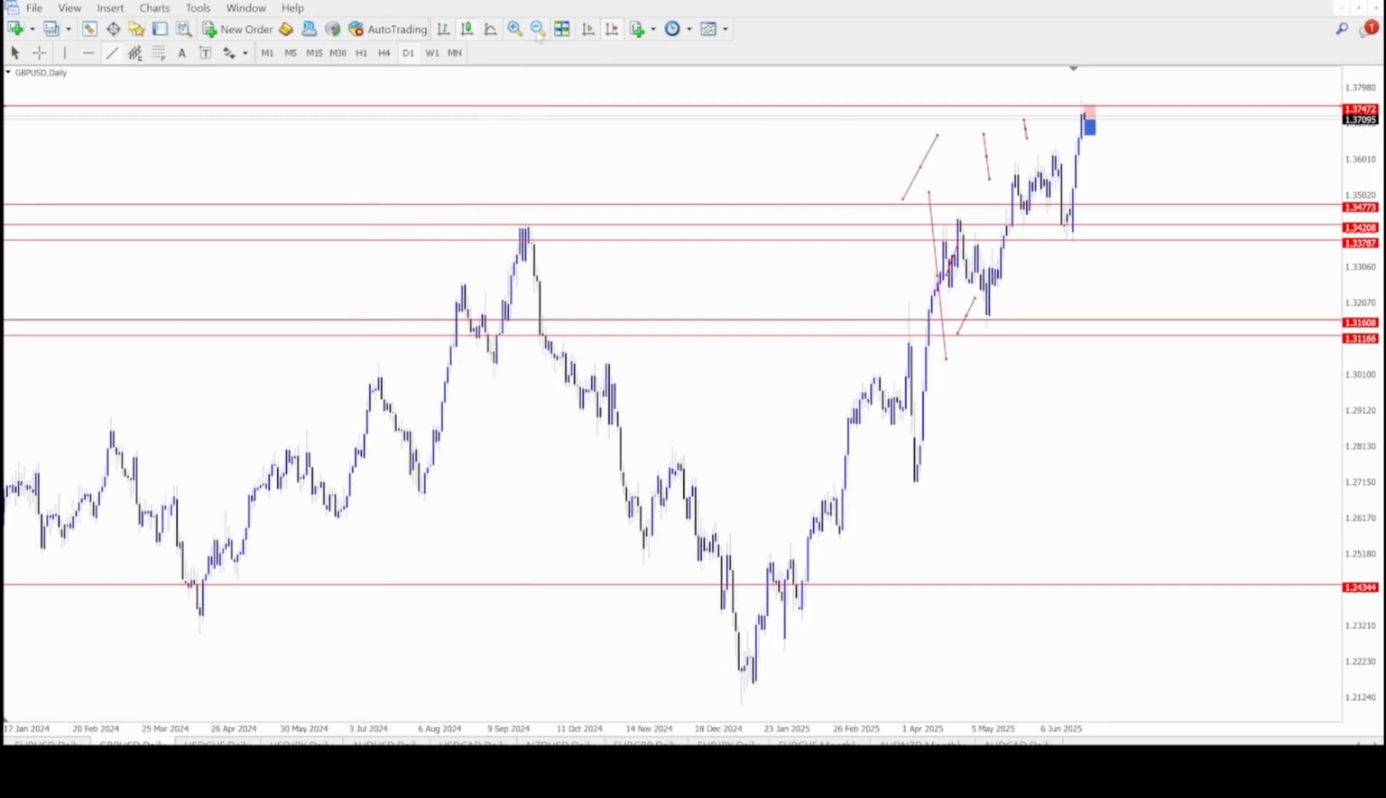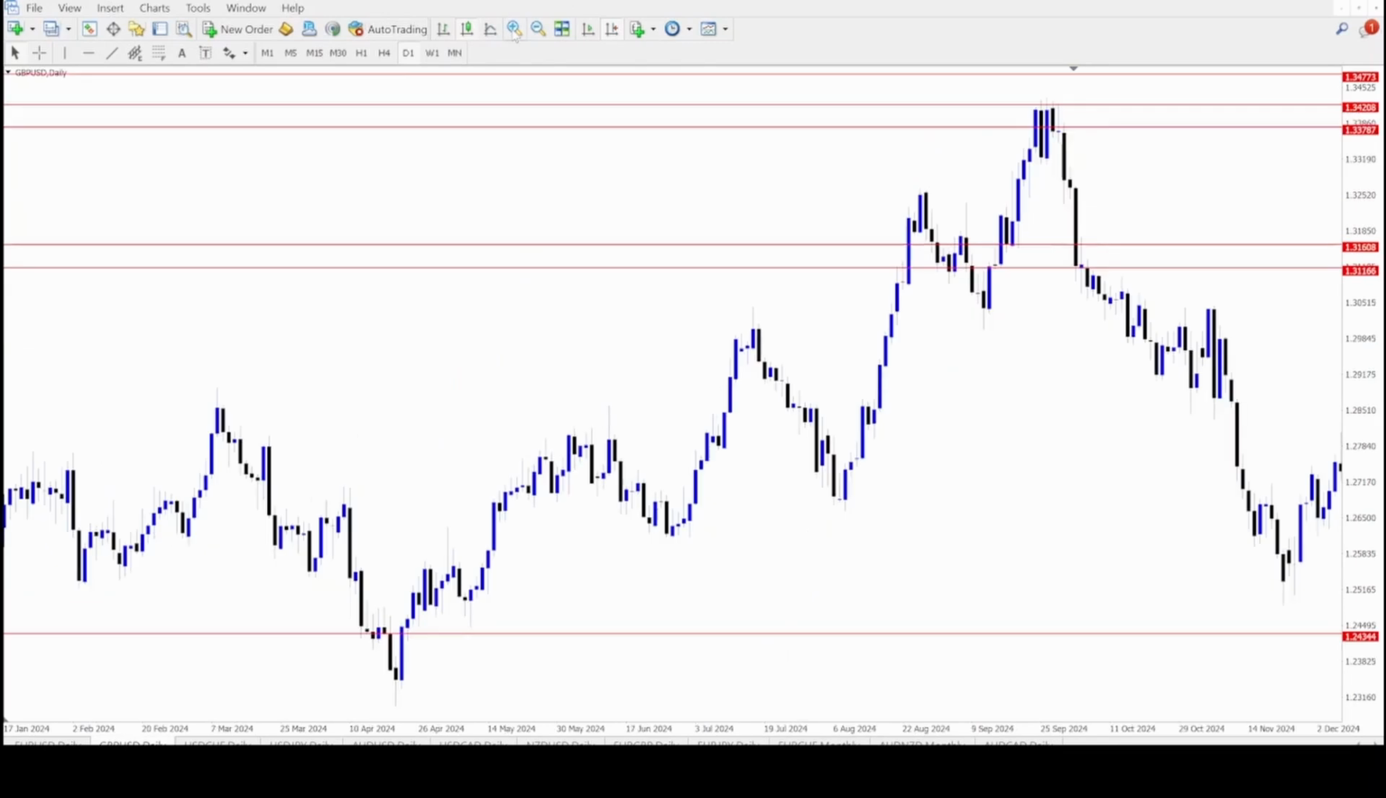Now in another scenario, if price continues downwards, if price comes down and then comes into either of the... okay, let me zoom in a little.